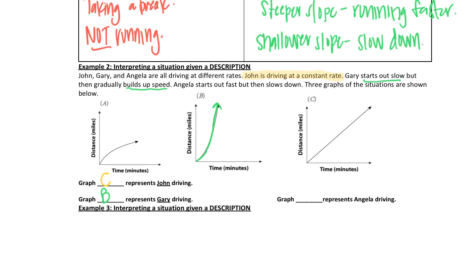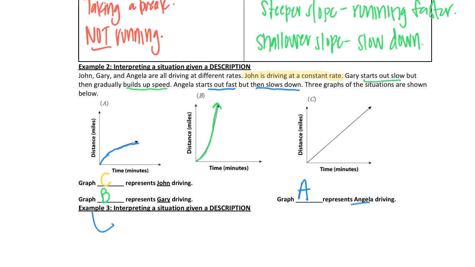And finally, we know that Angela starts out really fast, so we should look for a steep slope, but then she slows down, so a shallower slope. That goes with graph A. Her distance increases really quickly over a short amount of time, but then her distance does not increase as quickly. So we know that graph A goes with Angela.